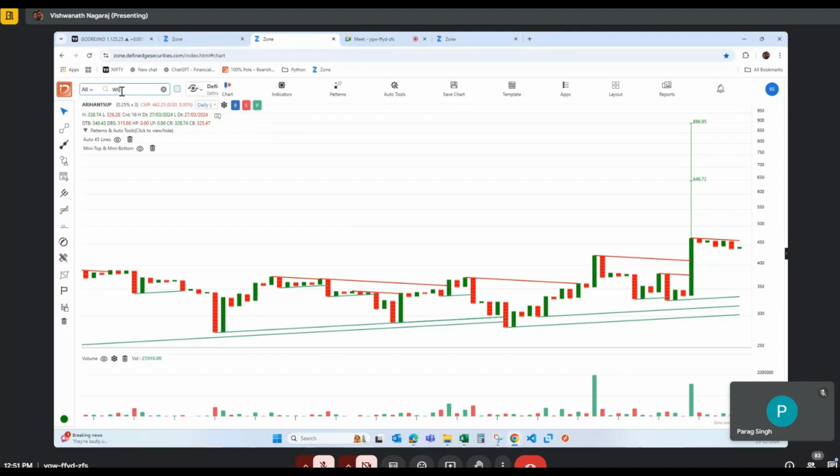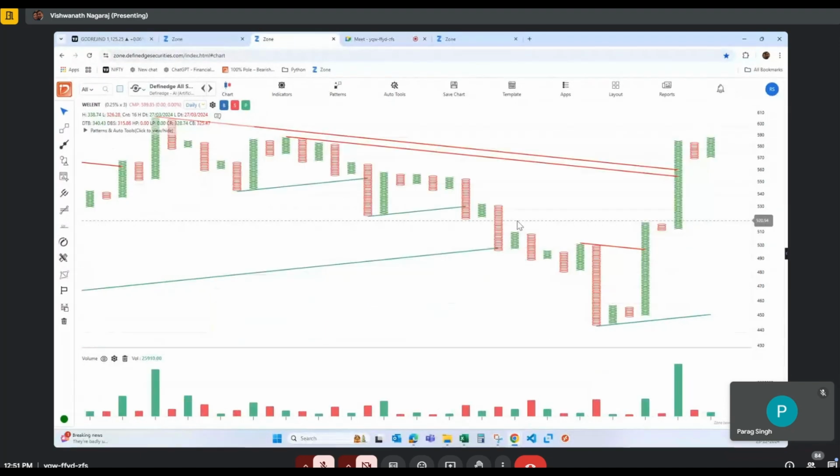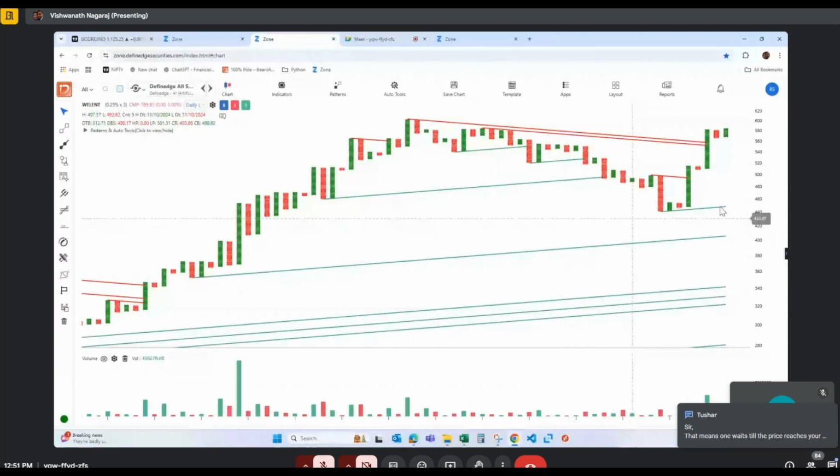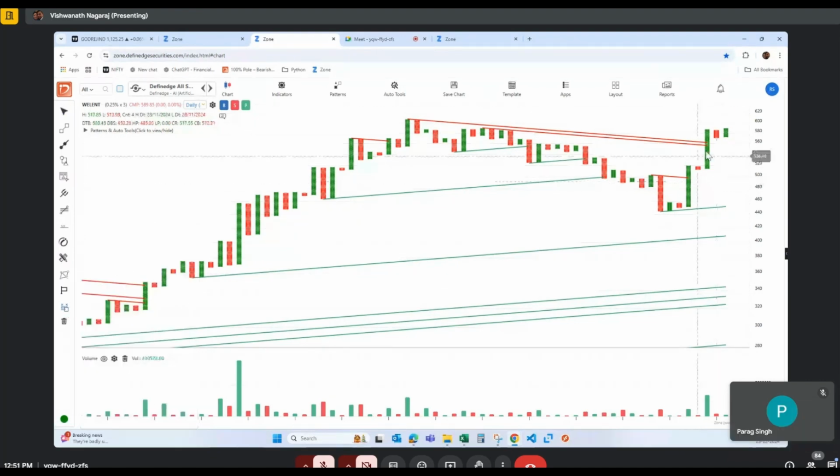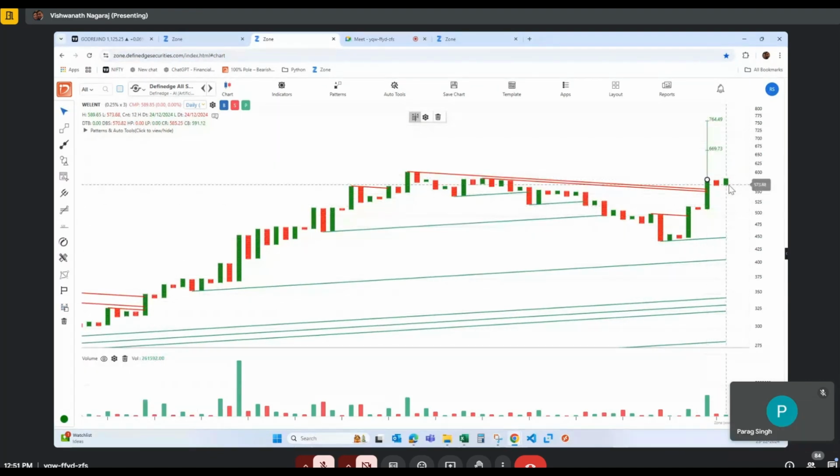Guys, please stop me if I'm going too fast, because I think I am as slow as possible. Here, the trend line is broken. Here, double top buy is confirmed. Now I will plot multiple vertical counts and I will put double bottom sell.